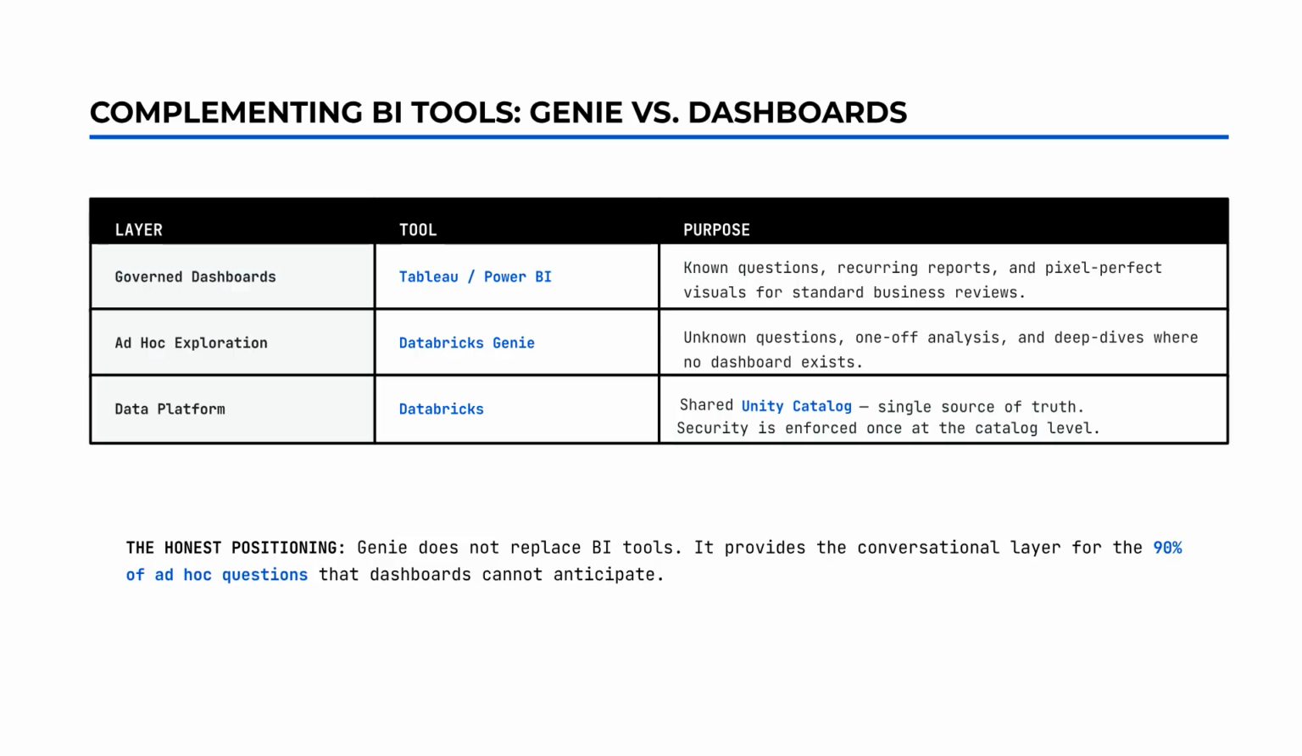Genie steps in for the other 200 questions, the unknown, ad hoc, one-off explorations where no dashboard has been built yet. Questions like which product category grew fastest among new customers in the Northeast last quarter. Both tools sit on top of the same Unity Catalog, so security and governance are consistent and enforced once at the catalog level. This combination gives you the best of both worlds, structured reporting plus true conversational freedom.